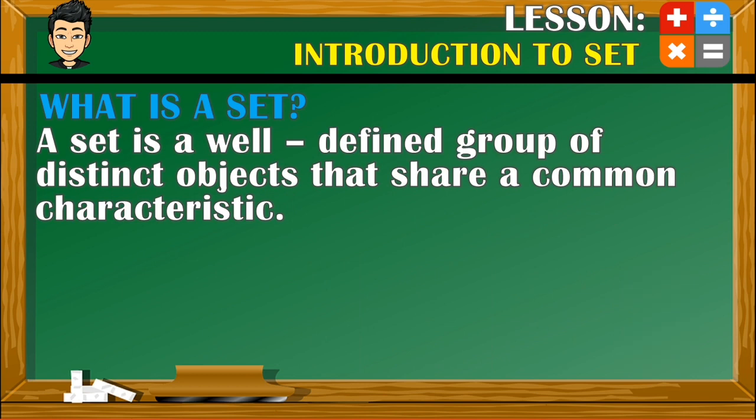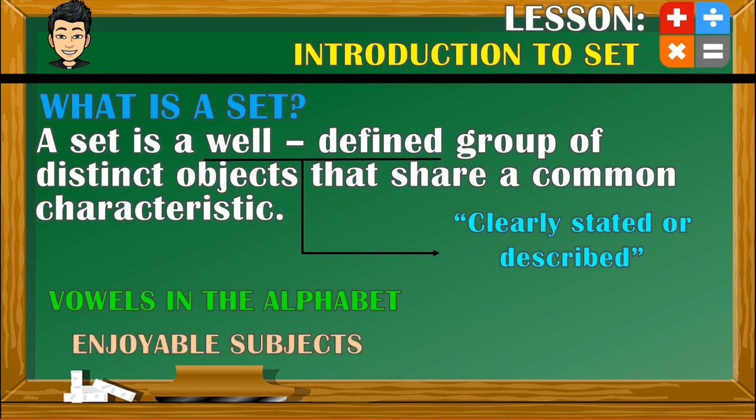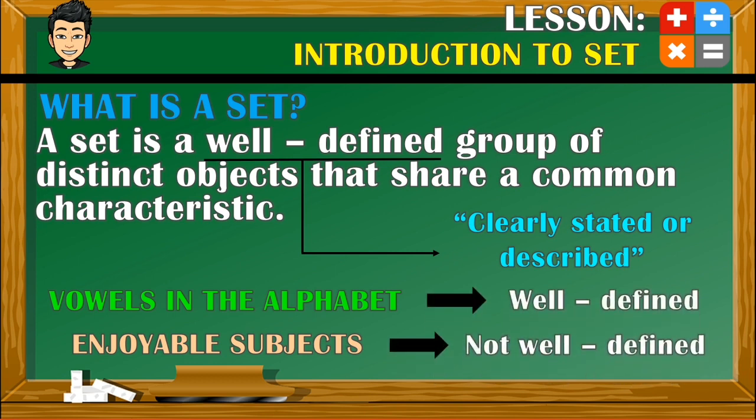When we say sets, it is not enough to describe them as a group. They should be well defined. Well defined means they are clearly stated or described. When they are well defined, you can tell right away that a particular element is really a part or member of that group. Given these two sets of groups, vowels in the alphabet and enjoyable subjects, we can say that the first one is well defined.